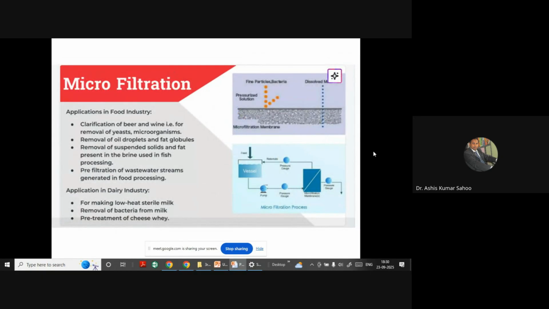Microfiltration applied to the food industry: clarification of beer and wine using the membrane process, microorganism removal, removal of oil droplets, removal of suspended solids and fats, aseptic filtration, removal of bacteria from meat, and treatment of cheese. So these are the different applications of microfiltration in the food industry.